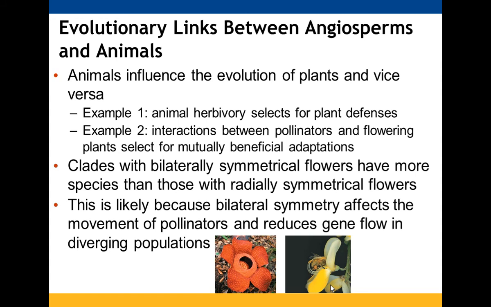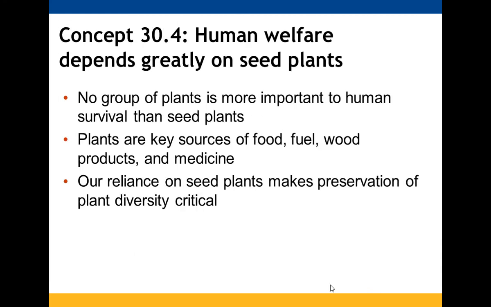They influence each other's evolution. In terms of animals, what they want to eat will influence what type of defenses plants will try to put up. And then we also have the pollination taking place. So the plants want to be able to attract pollinators to be able to get the pollen to travel. Just a random fact, clades with bilaterally symmetrical flowers have more species than those with radial symmetrical flowers, because it's thought maybe that this had to do with the pollinators and reducing of gene flow.